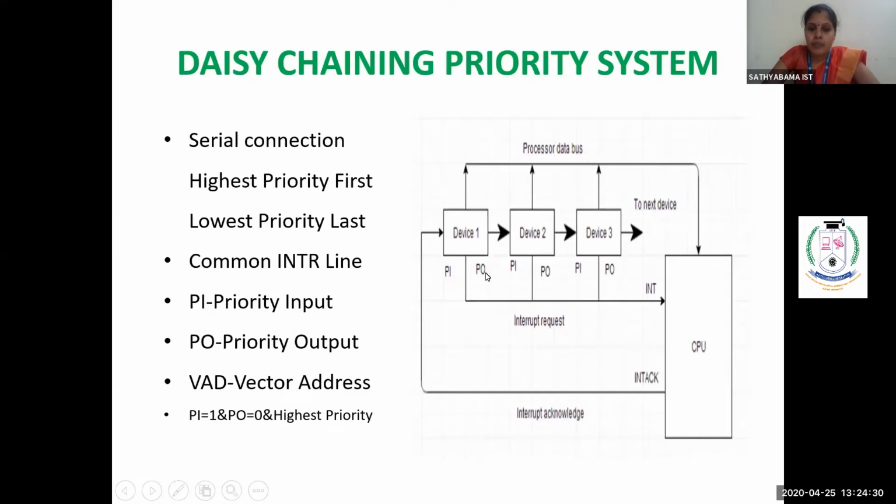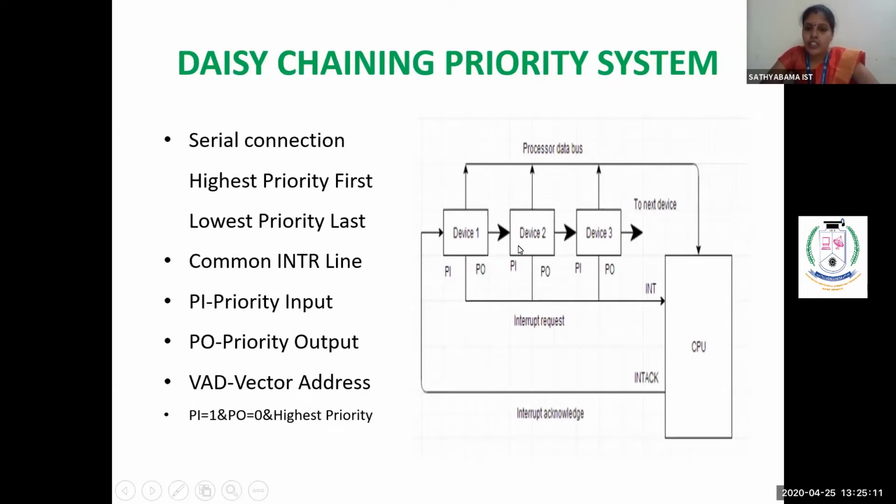At that time PO will normally be 0. Whenever it passes the acknowledge to device 2, PO becomes 1. Now PO becoming 1 means device 2 will understand that the interrupt acknowledge is coming from device 1. So device 2 checks whether it is sending an interrupt request to the CPU or not. Suppose device 2 has given an interrupt request to the CPU, then it will go through the VAD line to the CPU, and the device 2 address alone will go and rectify that problem.